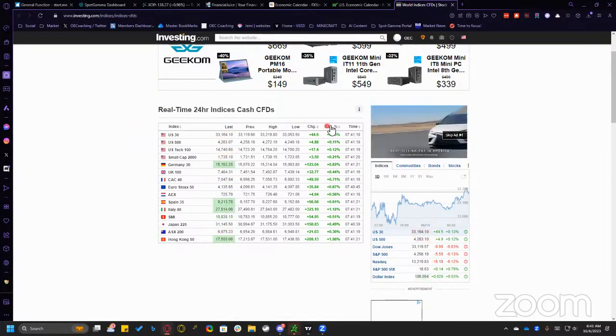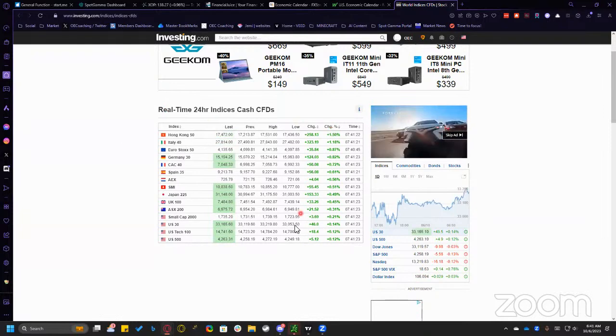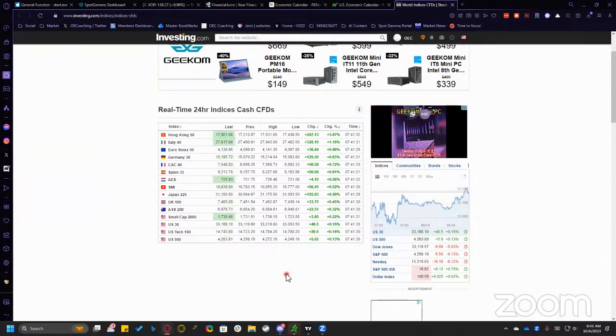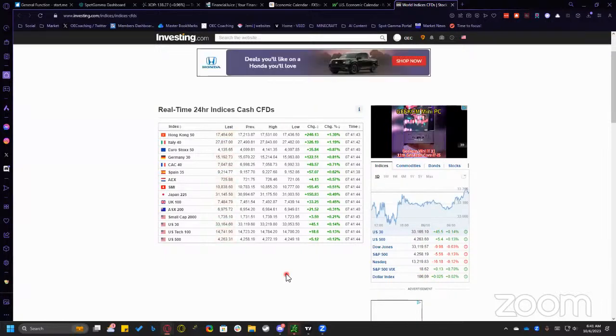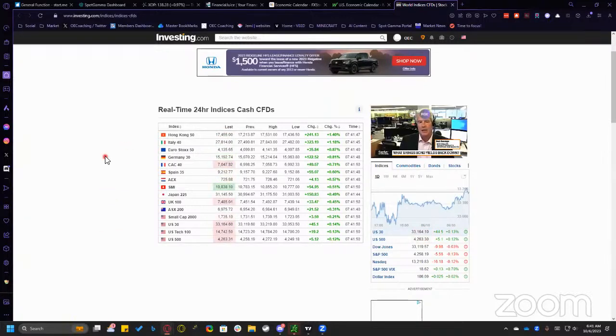So we are green on the screen around the world. Hong Kong leading the way, up 1.5%. Behind that, Europe's doing fine. Japan at 0.5%. And then all of our markets stacked, with the Russell up the most at almost 0.25%, and the S&P 500 up the least at just 0.1%, really just kind of rounded a little bit.